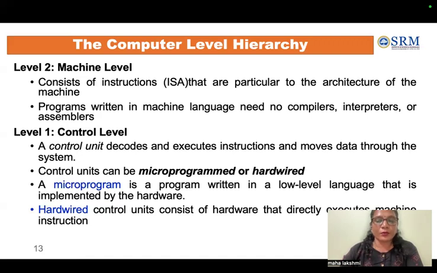The program can be micro-programmed or hardwired. What is meant by a microprogram is a program written in a lower level language that is implemented by the hardware. So the programs that are written in a low level language are known as microprograms. Hardware control units consist of hardware units, and they directly execute machine instructions. So hardware controllers consist of hardware units, and a microprogram consists of low level language instructions.